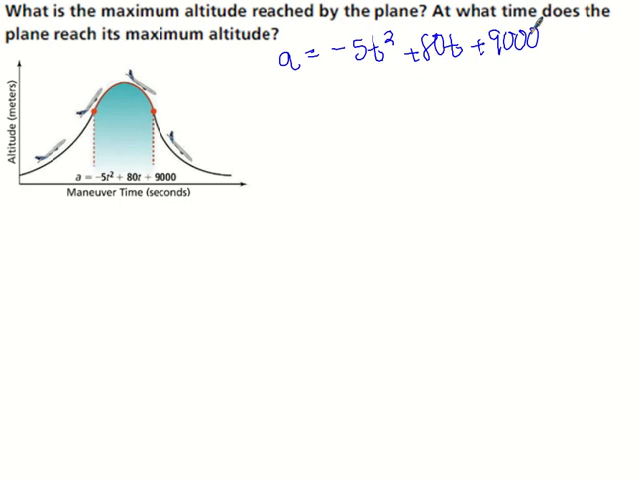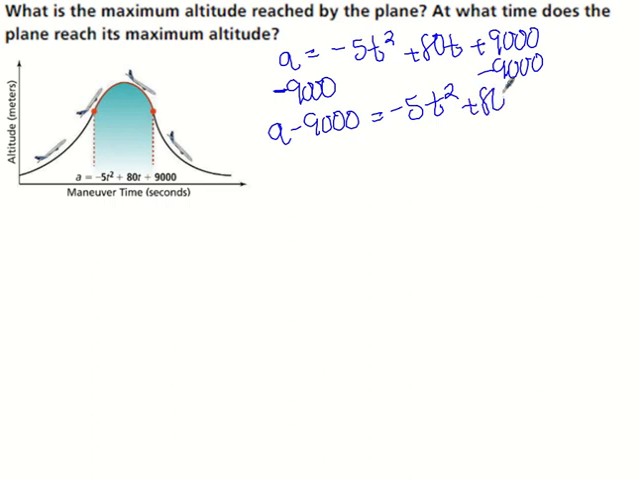All right, so we're going to do the same steps, okay? We're going to subtract 9,000. A minus 9,000 equals negative 5t squared plus 80t. We are going to complete the square, so I'll do that over here. 80 divided by 2.